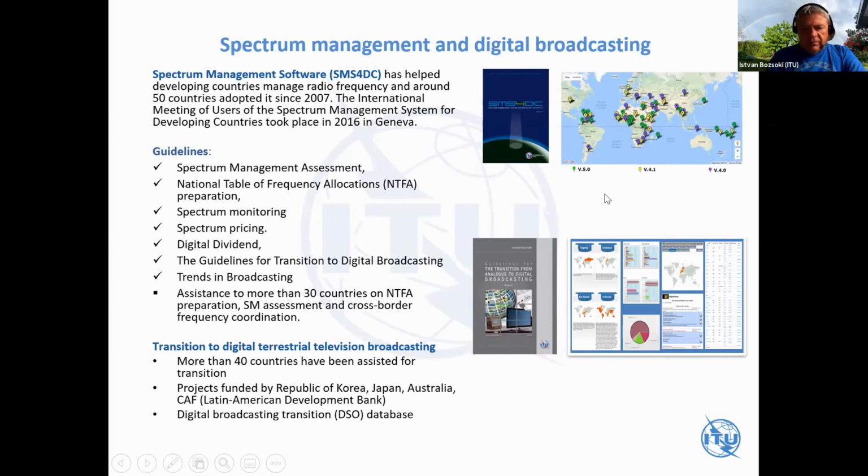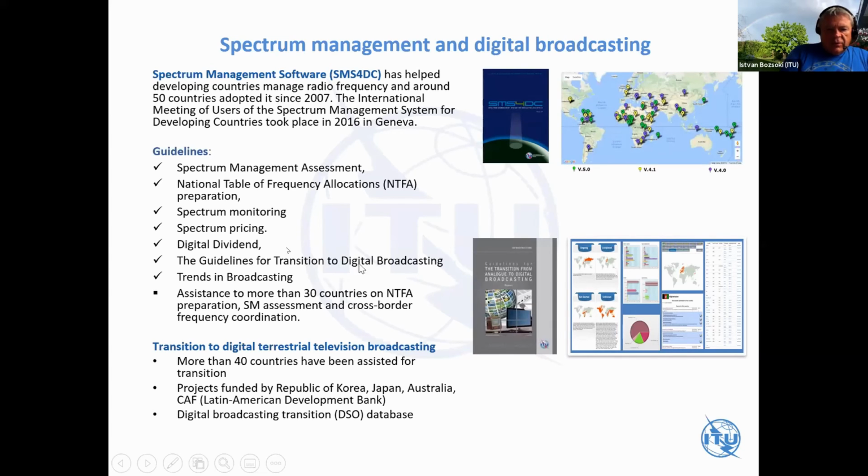This is just showing one example of which versions are available in which region. Some of the countries are still using older versions. They can use them, but of course then they cannot have the new features of the software, and they are not entitled to backstop software support. What are the guidelines we are preparing? The spectrum management assessment, national table of frequency allocation preparation, spectrum monitoring, especially for tendering, spectrum pricing, digital dividend. This was something we prepared together with the BR and also with ITU-R experts.